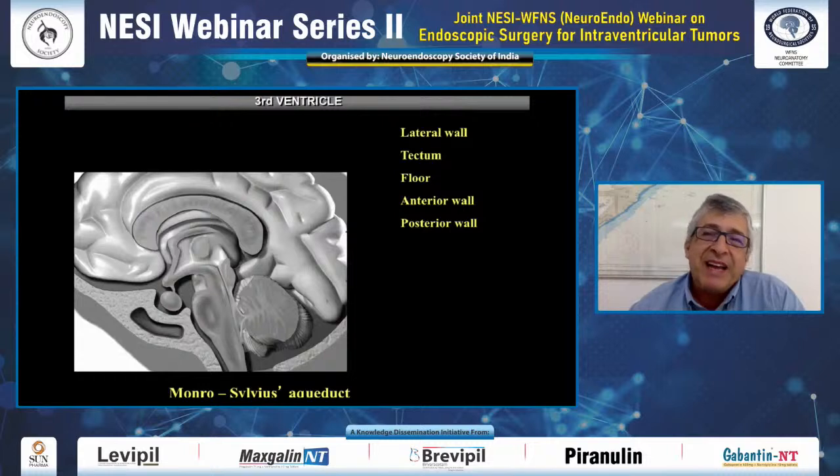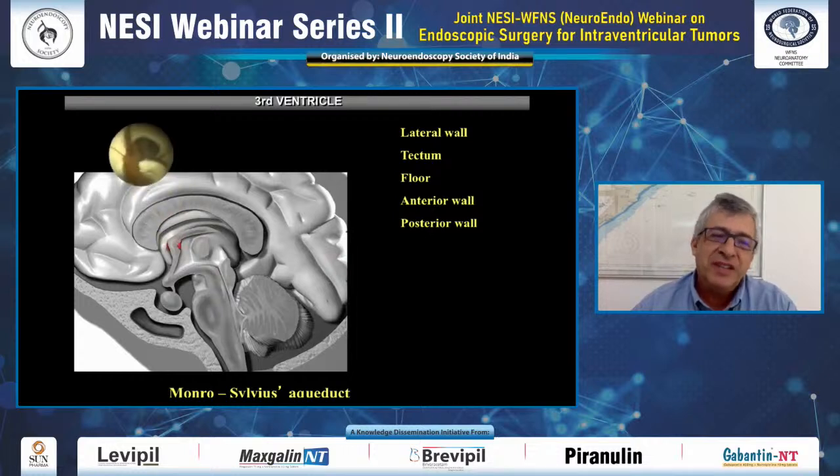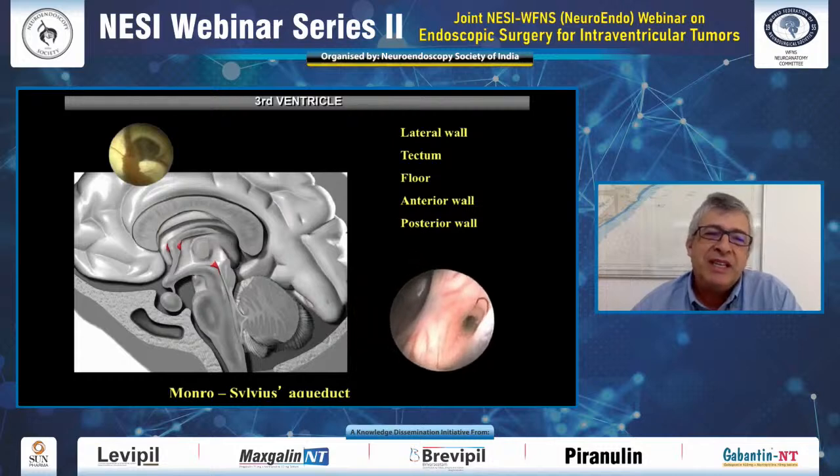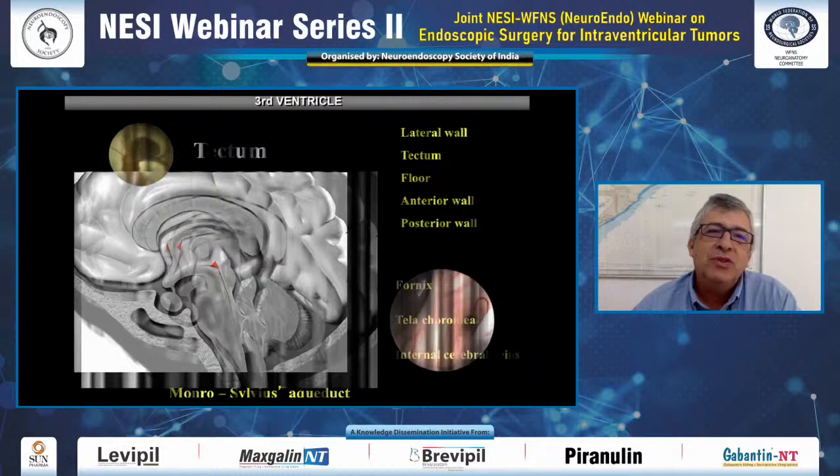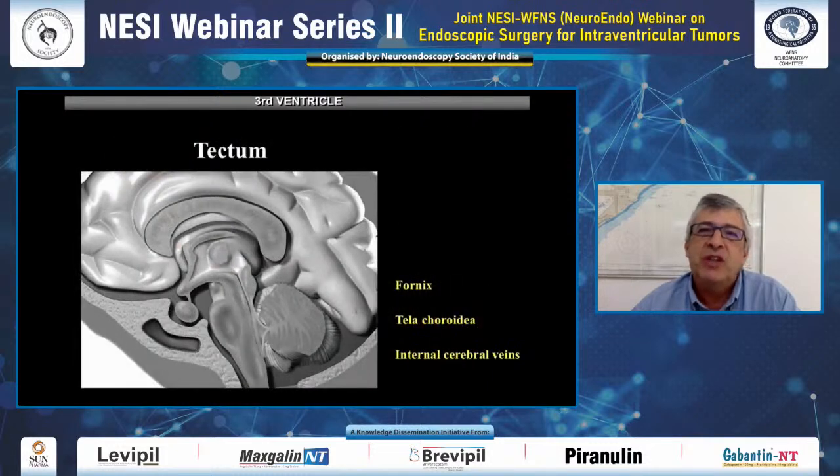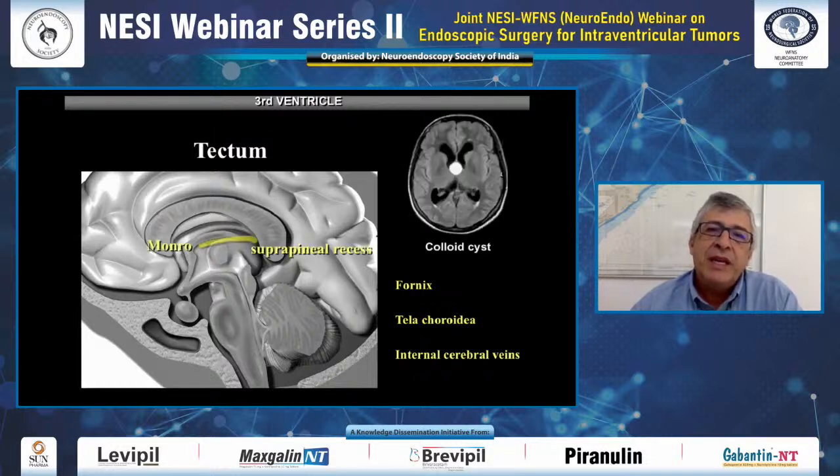But the cavity more important for us, I think, is the third ventricle. The third ventricle has a door, the foramen of Monro. You have the anterior region, the posterior region, and the aqueduct of Sylvius, and several regions of the third ventricle. The roof of the third ventricle is formed by the fornix, tela choroidea, and the internal cerebral vein.